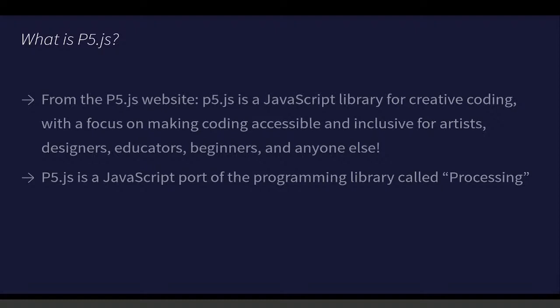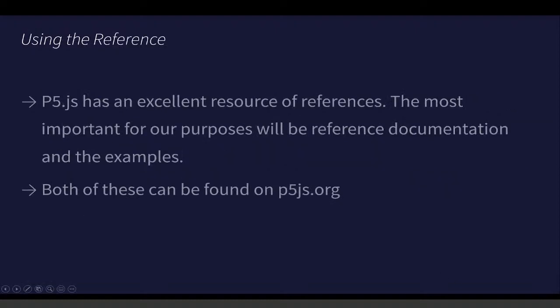So p5.js is a JavaScript port of the programming library called processing. We can use that in multiple other programming languages, as we've seen. Now, one of the important things that we're going to want to use for this is the reference. And the reference guide is really robust and really incredible for p5.js. We can find it on the website there. We'll bring back the website in just a moment, so we can look at that very briefly.